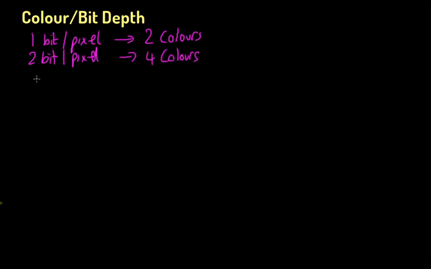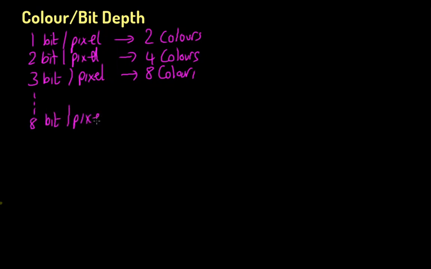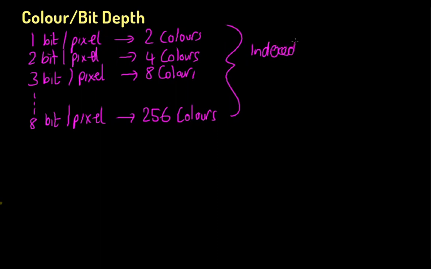Obviously, I'd need to provide the palette along with that in order to tell whoever what the colors were and what patterns represented which colors. 3 bits per pixel is 8 colors, and this pattern kind of continues until you get to 8 bits per pixel, where that gives you access to 256 different colors. That's kind of the limit to the palletized images. So in other words, the indexed color images, which you have to provide a palette with.